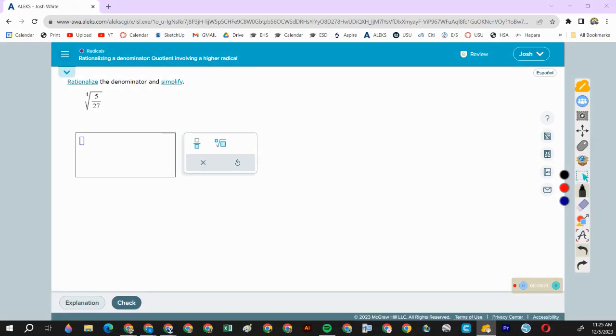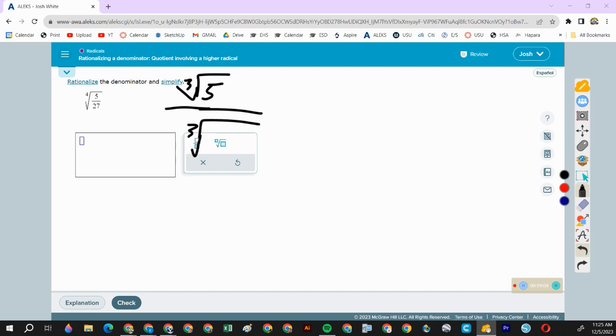All right. How do we do this? Well, I'm going to split it into the 4th root of 5 over the 4th root of 27. Actually, I don't want to do this one yet. Let's do 3rd root first, and then we'll do a 4th root problem. How do I rationalize the bottom? I need 3 root 27s, and we better not do 27, because the 3rd root of 27 exists.